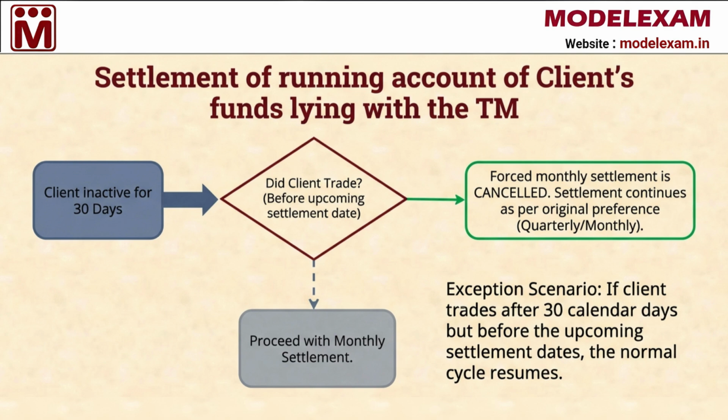However, there is one important exception to this forced settlement rule. Let us say you were inactive for 30 days, but then you suddenly decide to execute a new trade just before that upcoming forced monthly settlement date arrives. Because you traded, you have broken the inactivity streak. In this case, the forced monthly settlement action is immediately cancelled. Everything goes back to normal and the settlement of your account simply resumes following your original stated preference, whether that was a quarterly cycle or a monthly cycle.